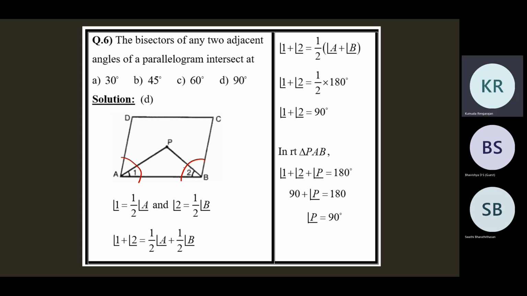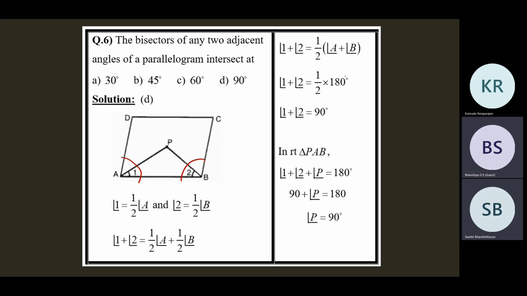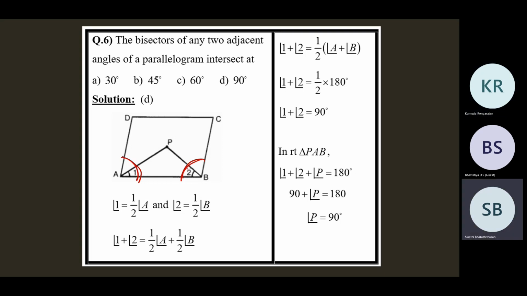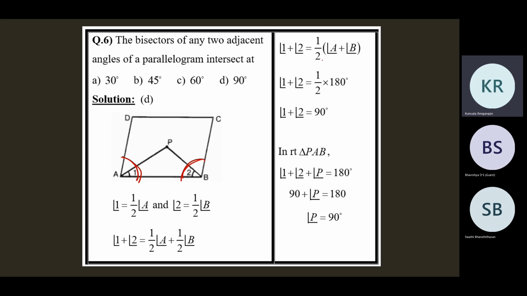How much is A plus B? 90 degrees, ma'am. No. Adjacent angles are supplementary. 180 degrees, ma'am. Yes, ma'am. Angles A and B are adjacent angles, they're supplementary, 180.